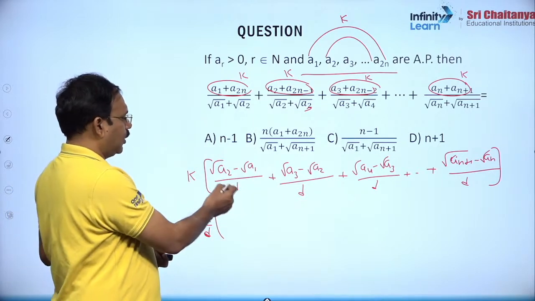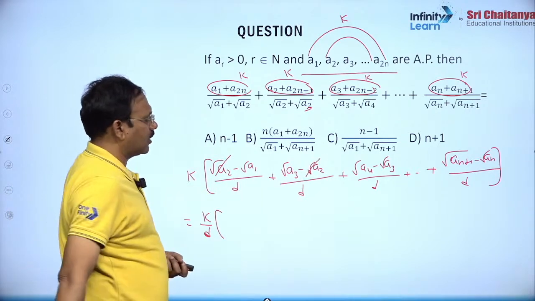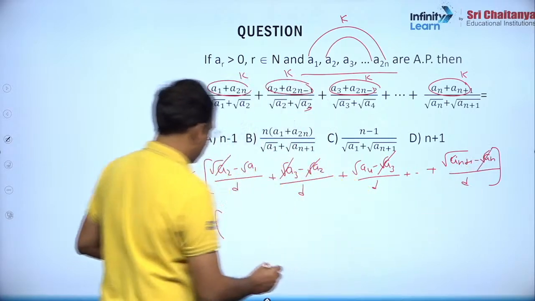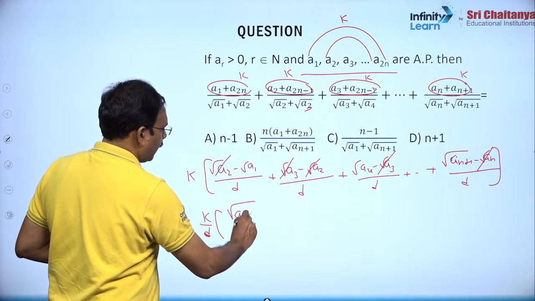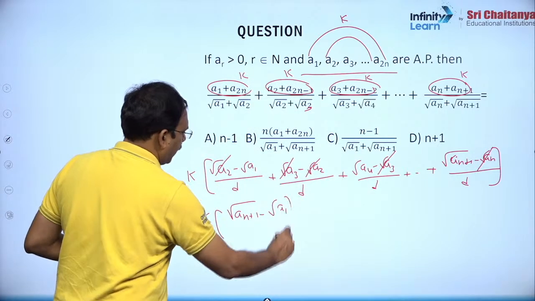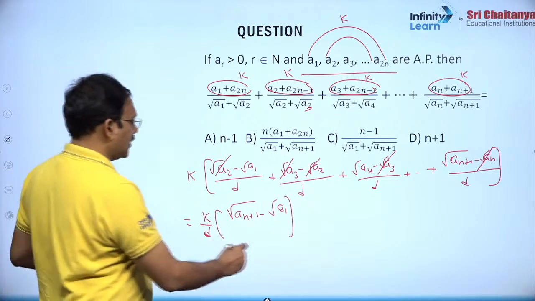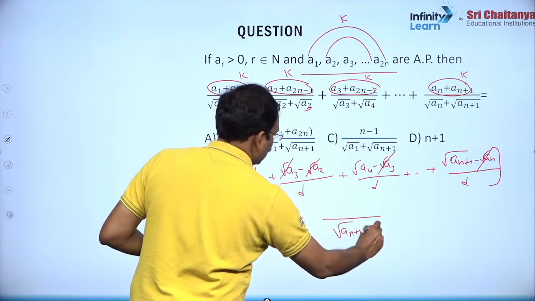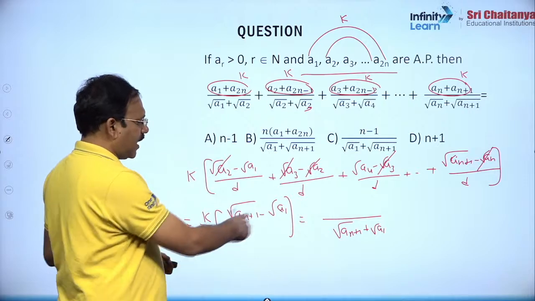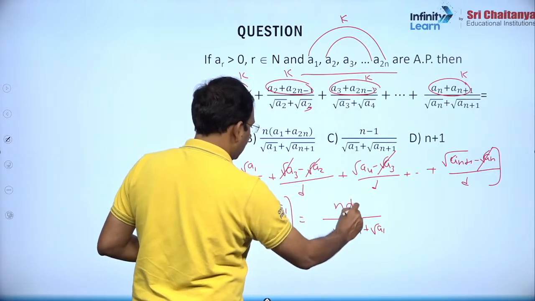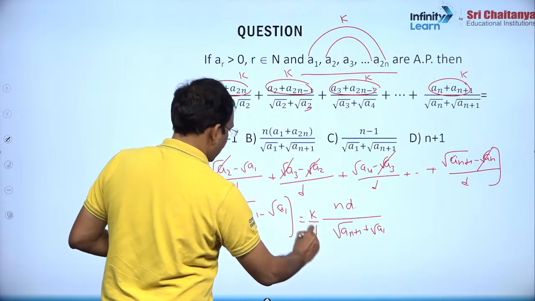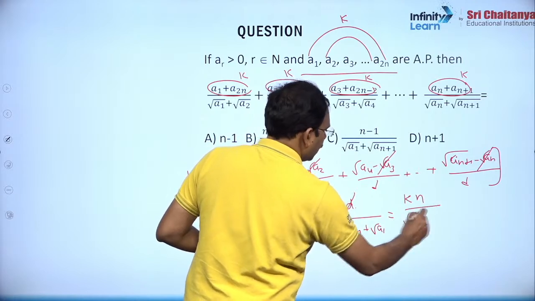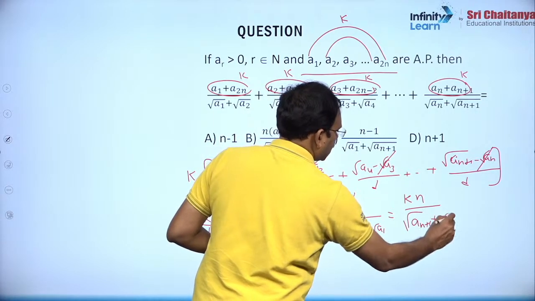So here also plus root A2 minus root A2 got cancelled, plus root A3 minus root A3 got cancelled, finally root AN gets cancelled. You will be left with root of AN plus 1 minus root A1, that's all. Better you rationalize again, you will get in the denominator root AN plus 1 plus root A1. AN plus 1 minus A1 you will get, which is nothing but nd. So, here k by d got cancelled. So, the answer is kn by root AN plus 1 plus root A1.